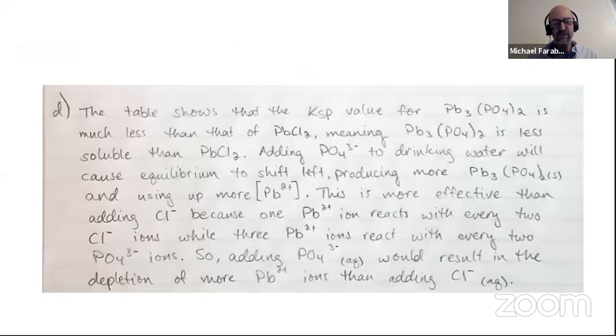All right, let's take a look at some sample student answers. I like this answer because it actually mentions both. It didn't have to do that, but it talks about everything that I just mentioned. It says the table shows that the KSP value for lead phosphate is much less than that of lead chloride, meaning that lead phosphate is less soluble than lead chloride. So adding phosphate to drinking water will cause the equilibrium to shift left, producing more lead phosphate and using up more of the concentration of lead. This is more effective than adding chloride because 1 lead ion reacts with every 2 chloride ions, while 3 lead ions react with every 2 phosphate ions. So adding phosphate would result in the depletion of more lead ions from solution than adding chloride.